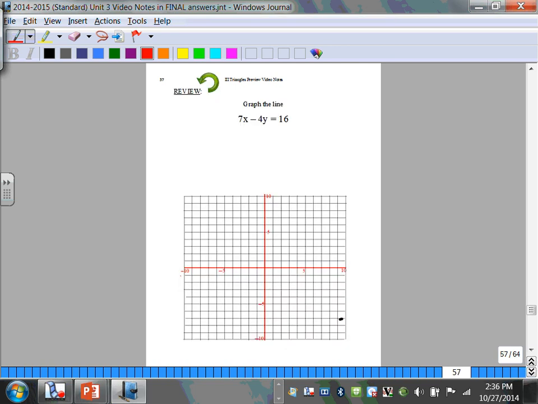First off, let's go way back. I'd like you to pause the video, do this page, and then restart the video after you've graphed it.